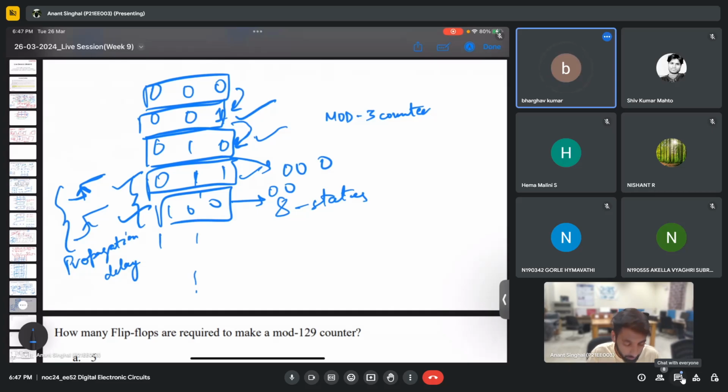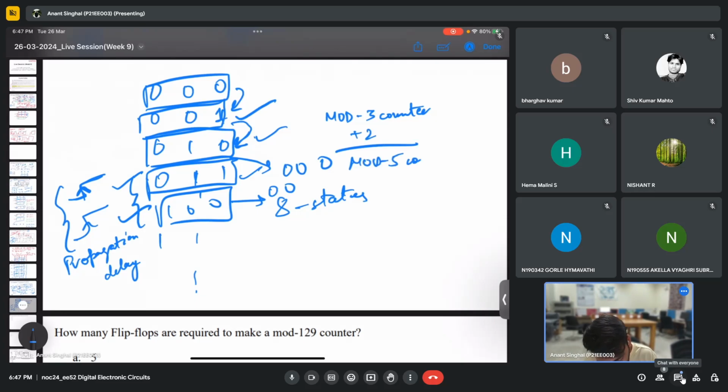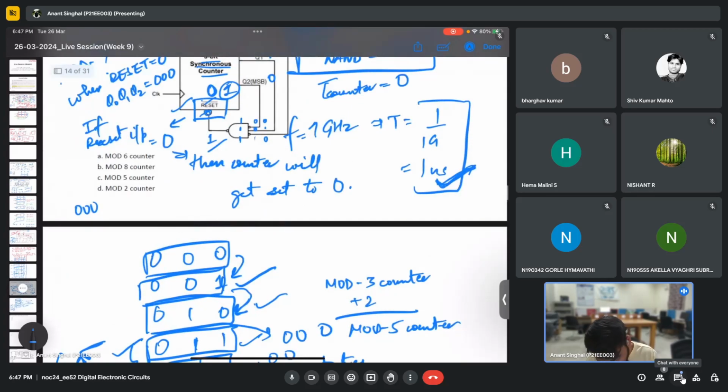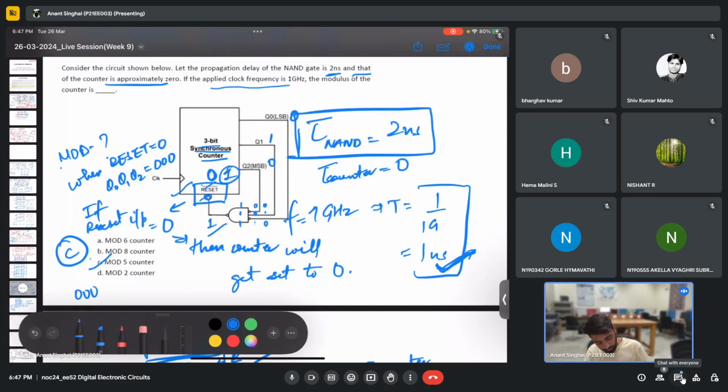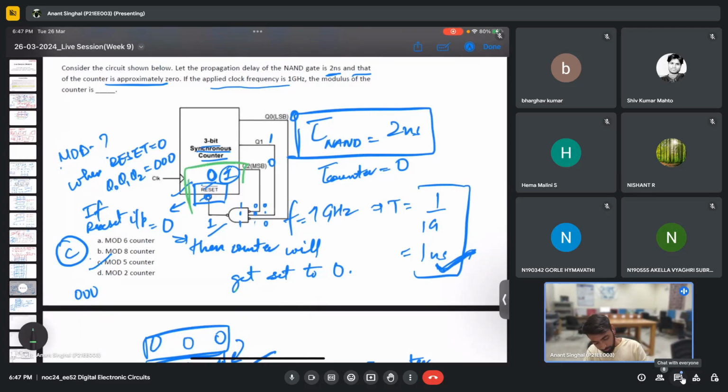Oh, okay, sir. Yeah. So there will be total mod 3 plus 2 states. That is, this is a mod 5 counter, which is option C. So this is basically the working of the reset pulse. This is a concept, maybe it is covered in the theoretical lectures also. Whenever it gets 0, the counter stops counting there only. Is it clear to everyone?